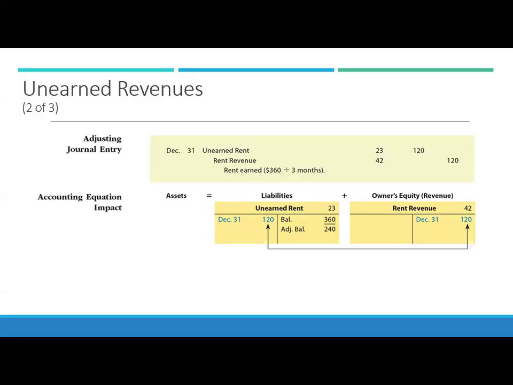Those new adjusted balances are what's going to go onto our adjusted trial balance and then the financial statements. So then once we have our adjusted trial balance, we'll create the financial statements. And so chapter 4 will be using the adjusted trial balance to create the financial statements and then prepare closing entries to close out the books and get ready for next month.